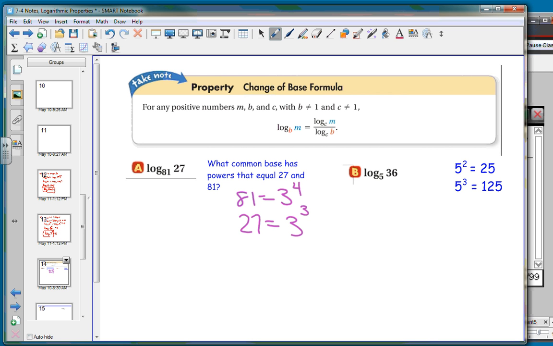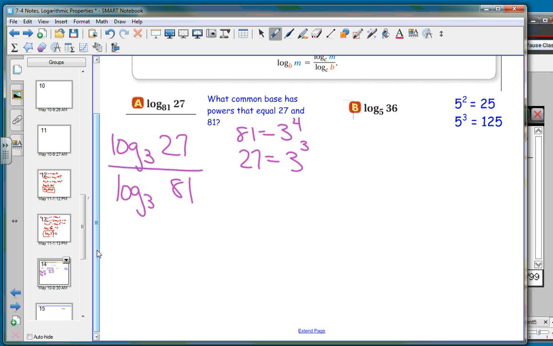So wouldn't it be nice to express this as having a base of 3 rather than a base of 81? Absolutely. So what we're going to do is make this whole thing log base 3 over log base 3 by using the change of base formula. And the reason why is because we want to make this easy to calculate. So we're going to have log base 3 of 27, which stays in the top, and then 81, which goes to the bottom. Now, what did I say 27 was? It was 3 cubed.